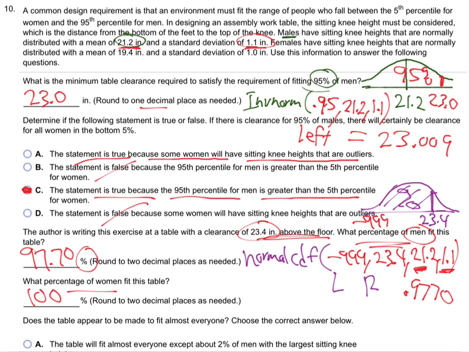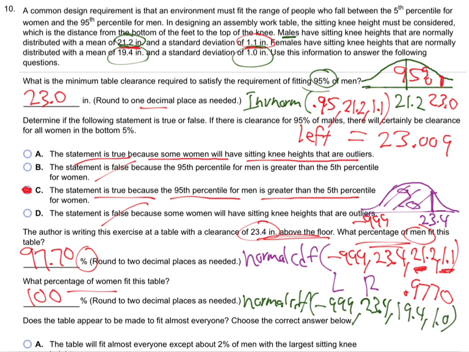Right? So do you understand what I did there? I just did exactly the same thing. I just did normal CDF. I did negative 999, 23.4. You still want the women to fit under the same table. But the women have a different middle and a different standard deviation. 19.4, 1.0 comes out 100%, right? Is that making sense on that?